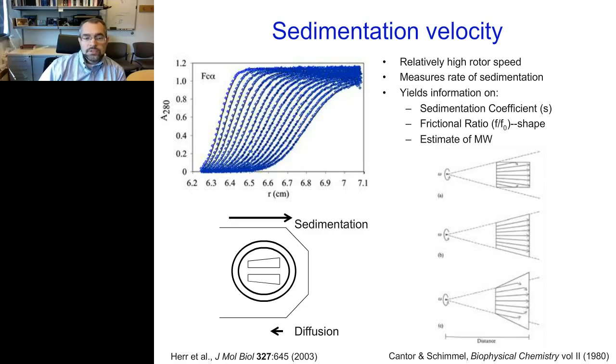You might notice that in a lot of these illustrations, the sample cells are not rectangular in terms of the sample compartments. They have what we refer to as this sector shape. And so you might be wondering why that might be. Well, the reason is that the sedimentation velocity experiment is essentially a kinetic experiment. We're looking at the rate of transport of our macromolecule through solution.